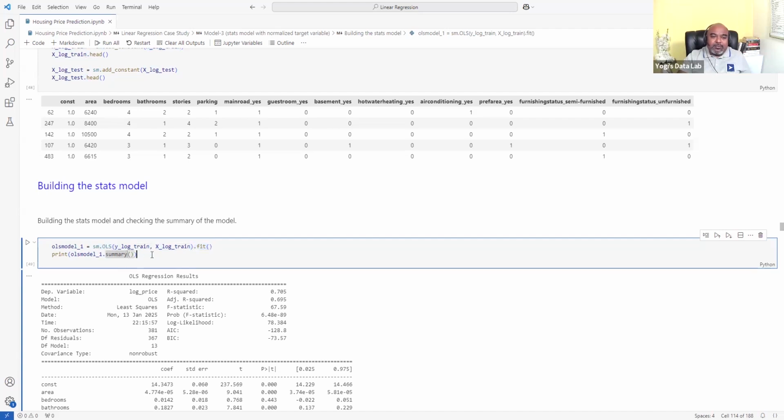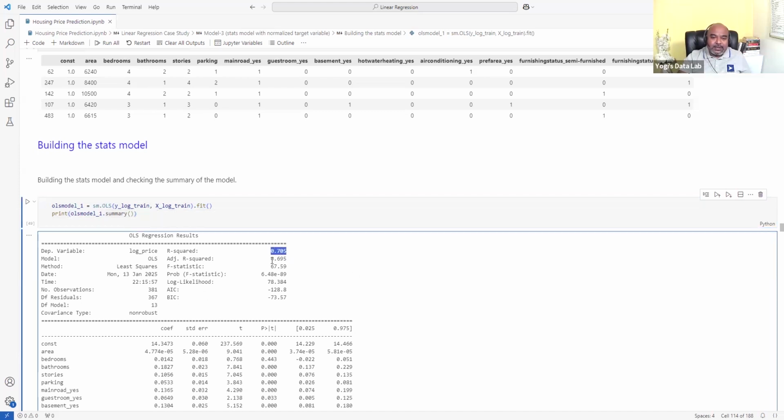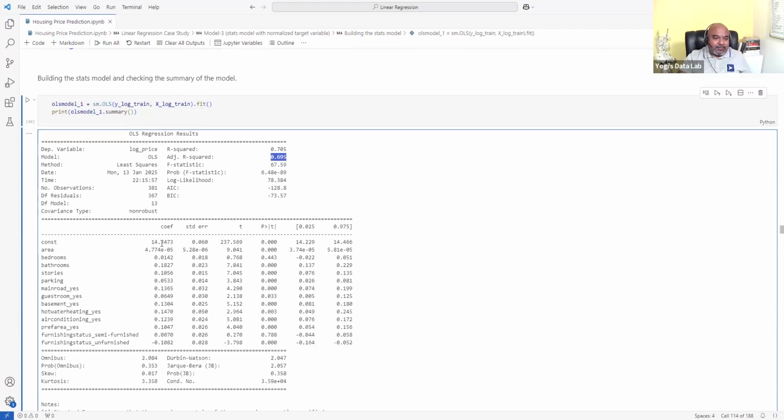After I've done this, I'll print the summary. When I print the summary, I see that I'm getting an R square of 70% or 70.5% and an adjusted R square of 69.5%. I see I have my constant, my area, and I have all my beta coefficients. These are all my beta coefficients. These are my x's and these are my p-values.